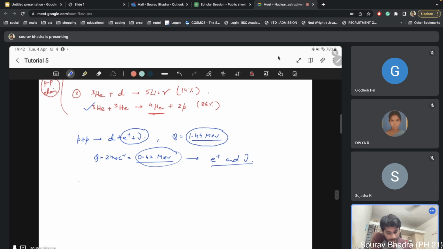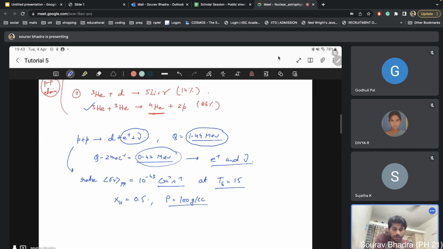Now the rate, if you calculate, it has been calculated, the rate of this reaction, sigma v pp, is actually 10 to the power minus 43 centimeter cube per second. It has been measured at T6 equals 0, because when we are telling the rate of something, we must specify the temperature, because that is the variable in the expression of sigma v. Now consider that your hydrogen fraction XA is 0.5, and rho is 100 gram per cc.